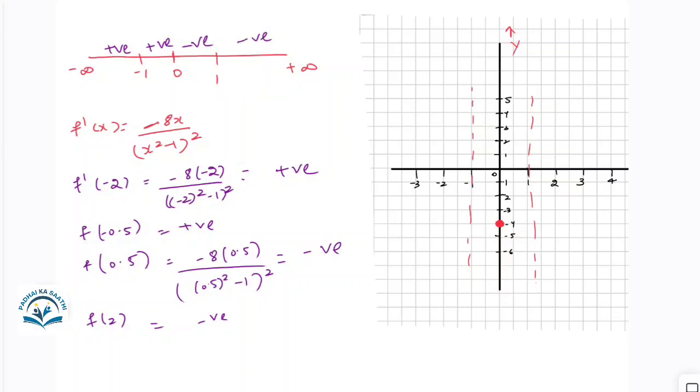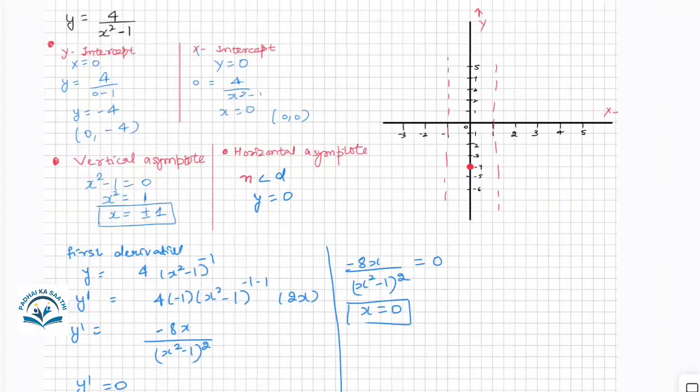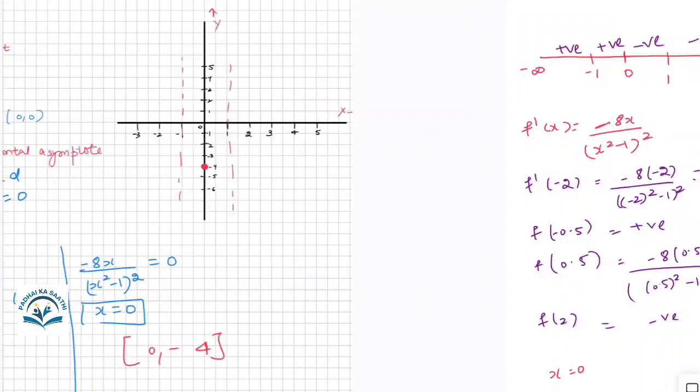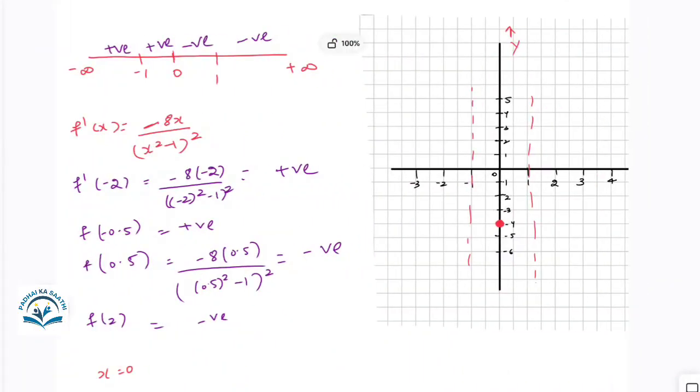Right? Now you have to check the point where x is equal to 0. If you put x equal to 0, you will get the y value as minus 4. So the point is (0, minus 4). It means the function is increasing first and then it is going to decrease.